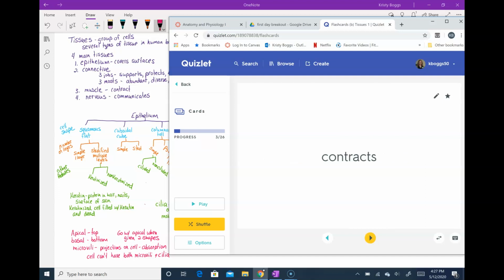Okay, contracts. Go back up in your chart to the 4 main types. That is muscle. Muscle contracts.